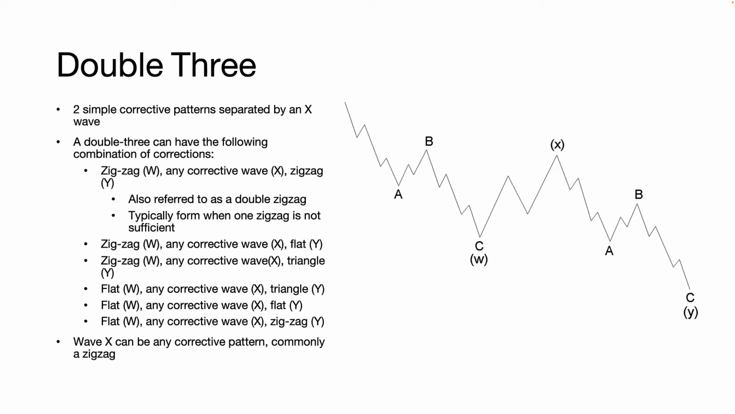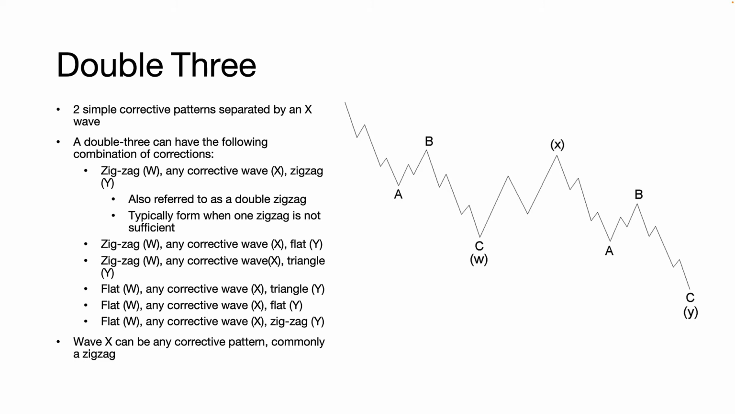So it's 2 simple corrective patterns separated by an X wave. Double 3 can have the following combination of corrections. So zigzag in wave W, any corrective sequence for wave X, including a triangle, and then a zigzag in wave Y. So like I said, this is usually referred to as a double zigzag.